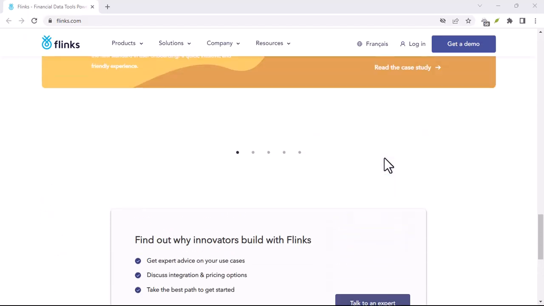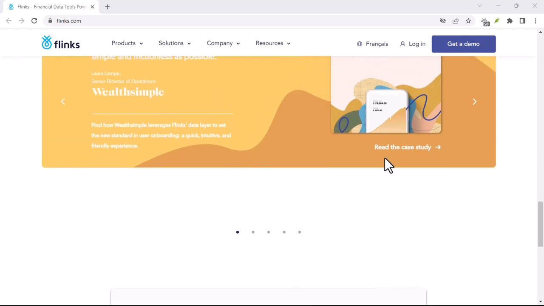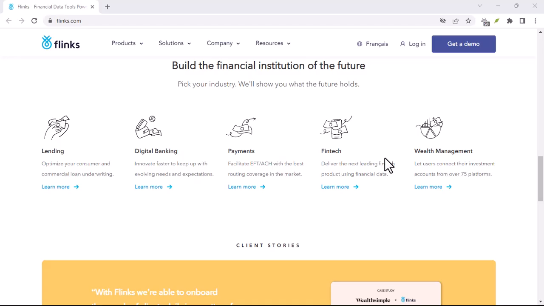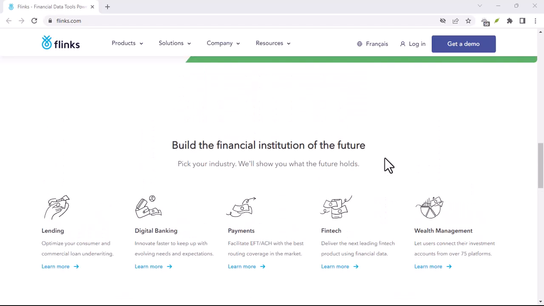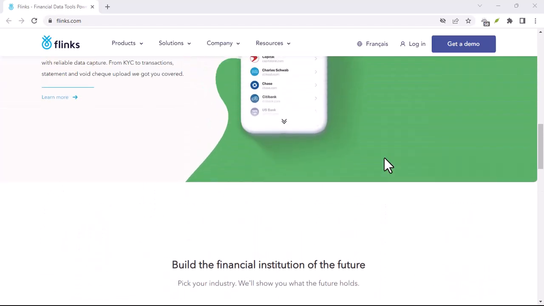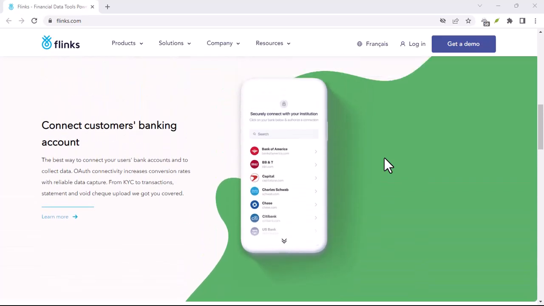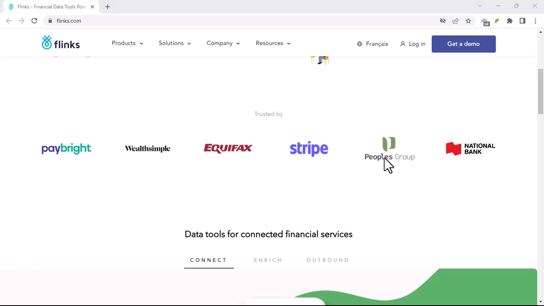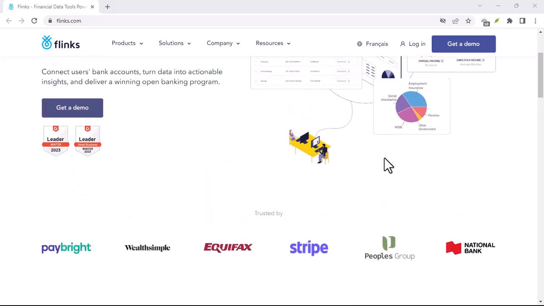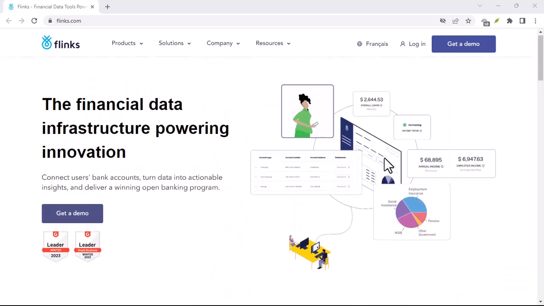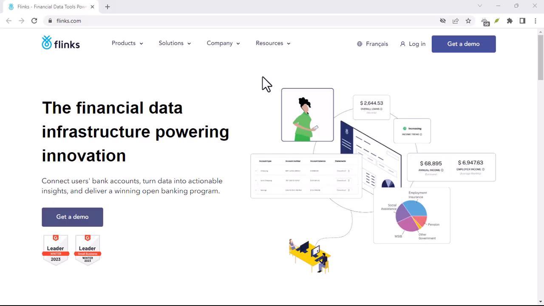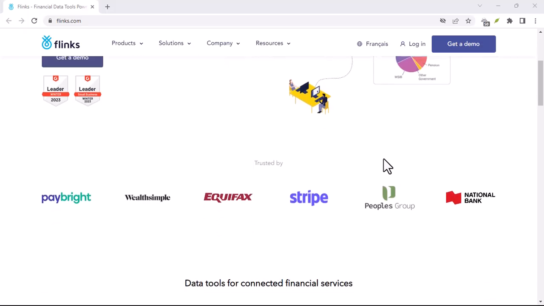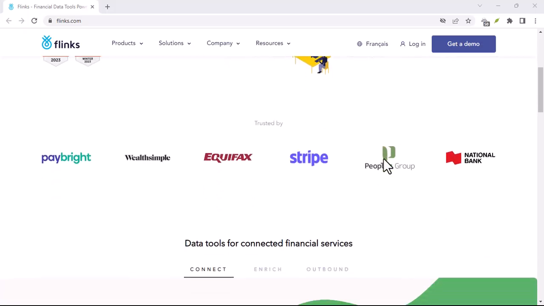Core data Flinks accesses. Account information. Account numbers, unique identifiers for each of your accounts. Account names, descriptive labels for your accounts, e.g., checking account, savings account. Account types, categorization of your accounts, e.g., checking, savings, credit card. Account balances, real-time or near real-time balances for each account. Currency, the currency associated with each account.